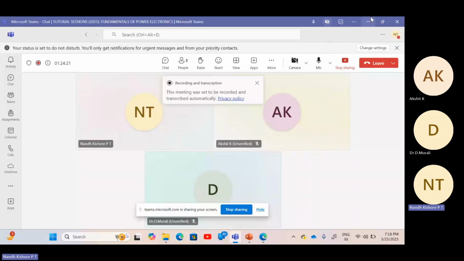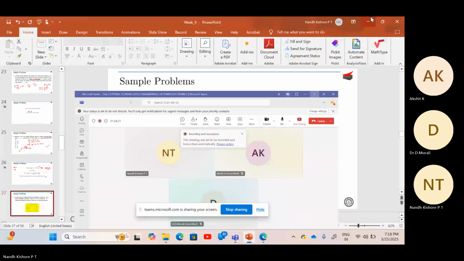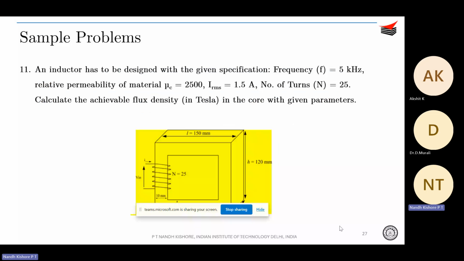Okay, so we'll just move ahead. Again, this is a simple problem. An inductor has to be designed with a given specification. Frequency is 5 kilohertz. Relative permeability of the material is 2500. IRMS is 1.5 amps. Number of turns is 25. Calculate the achievable flux density in Tesla in the core with given parameters. So flux density is asked, that is capital B.